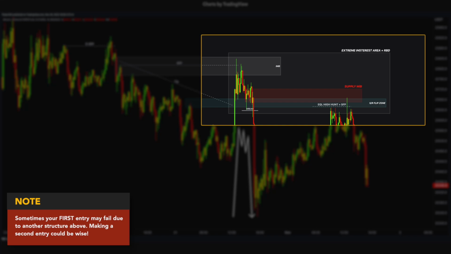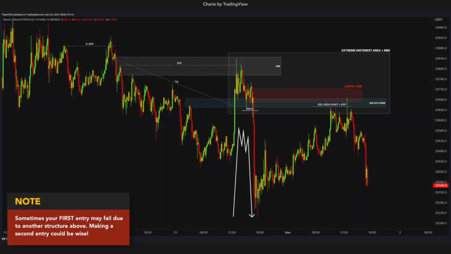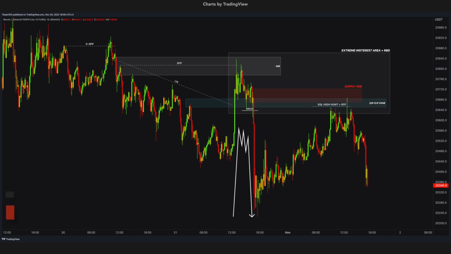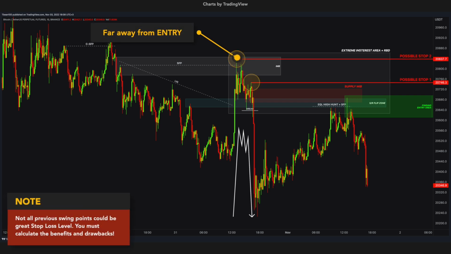If my trade fails, I could enter again inside this area with other structures above. Again, mitigation block, SR flip, stop loss hunt, and the swing failure pattern. Altogether, this was enough for me. As for stop losses, let's see two possible areas again. However, in this case, the highest swing point does not make any sense at all.